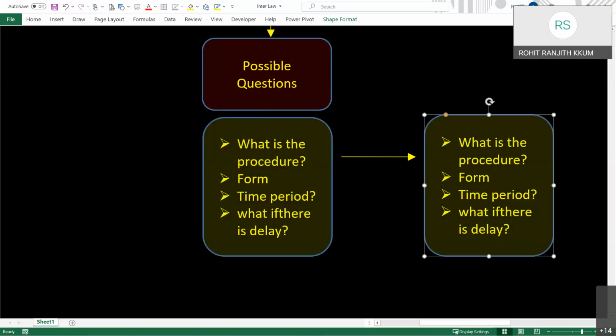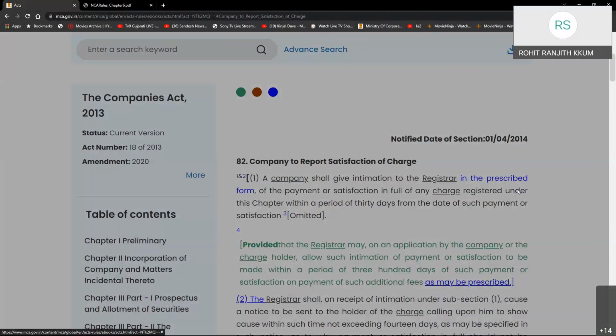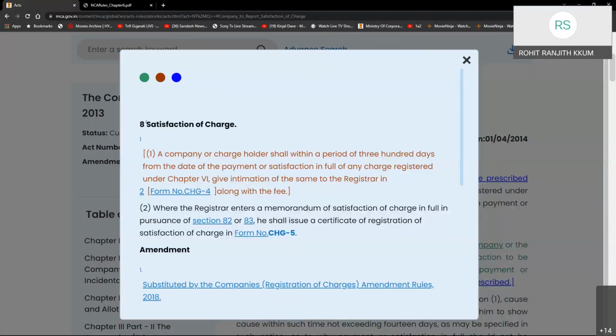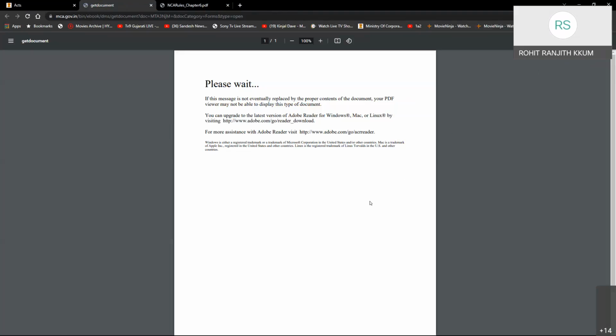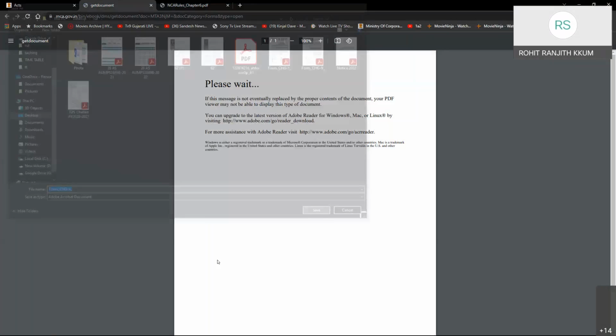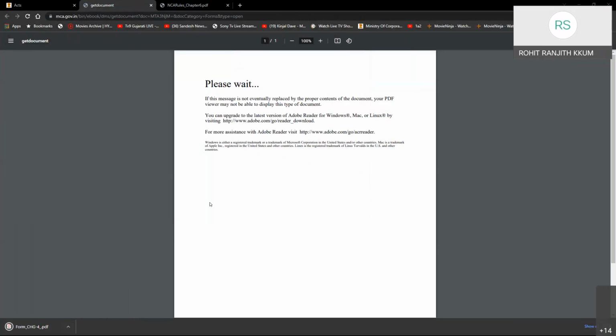In what form? So again, guys, the forms are not mentioned in the provisions. Forms are always mentioned in the rules, and this is the rule. Look, you can see it is written: the Companies (Registration of Charges) Amendment Rules 2018. So it is the CHG 4. So the company or the charge holder shall, within a period of, file CHG 4. CHG 4 is the name of the form which will be filled up. I think all of you can see this CHG 4, right?